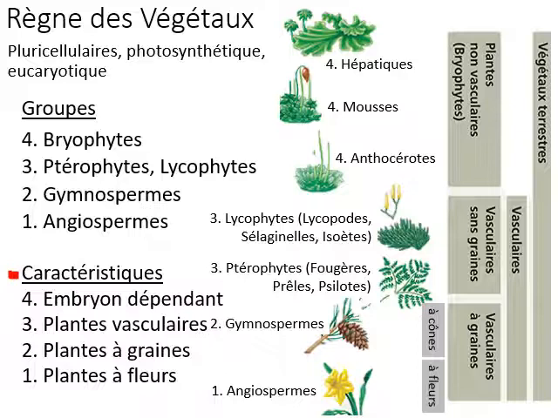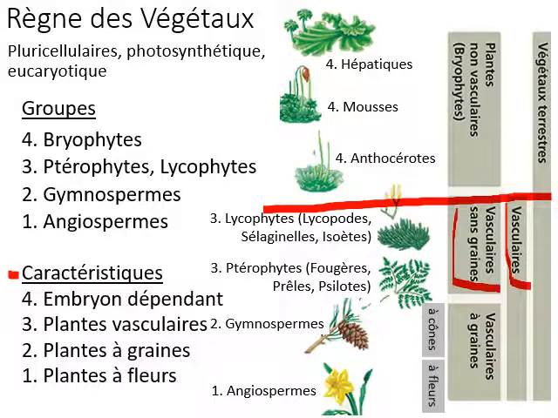They all have dependent embryos. However, only the last 3 have vascular tissue. Lycophytes and pterophytes do not have seeds. The remaining 2 do have seeds. For gymnosperms, those seeds are found in cones. And for angiosperms, the seeds are found in flowers.